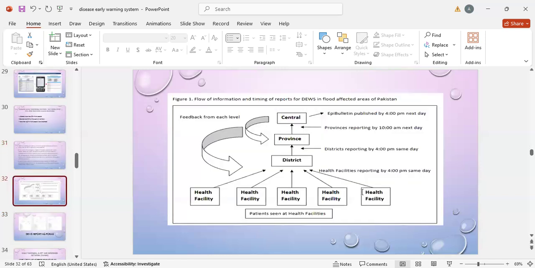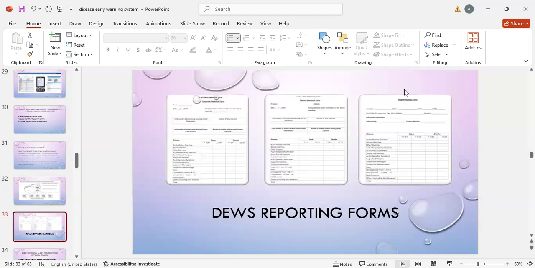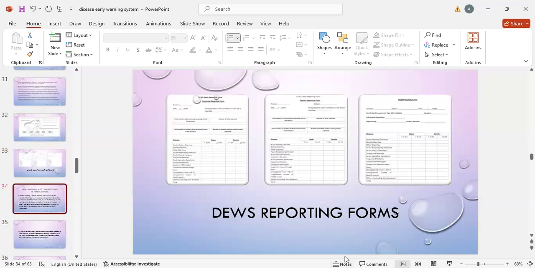In this picture, there is shown the flow of information and timing of the reports for DEWS in flood-affected areas in Pakistan. Health facilities report by 4 p.m. the same day to the district, and the district reports by 4 p.m. the same day to the province, and the province reports at 10 a.m. next day to the central level, and the central bulletin is published at 4 p.m. next day. This picture shows the DEWS reporting forms.